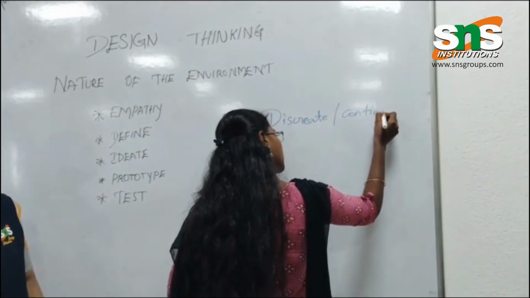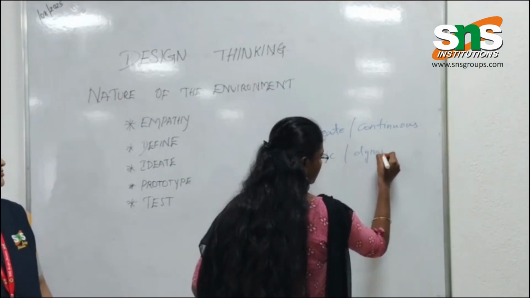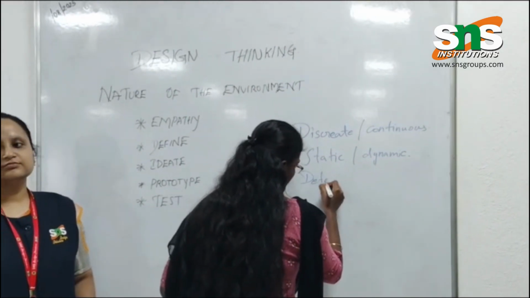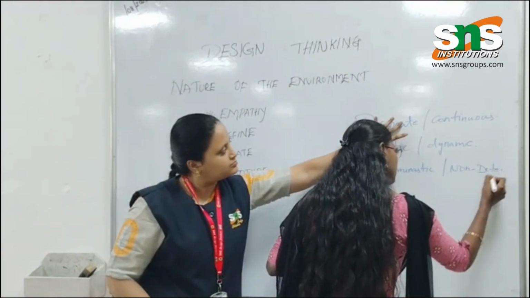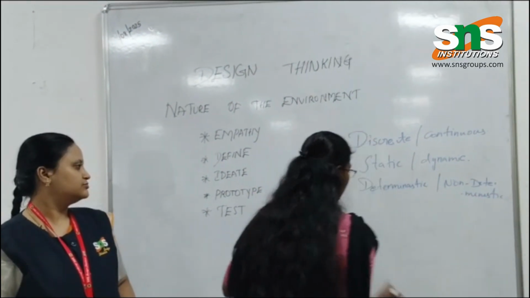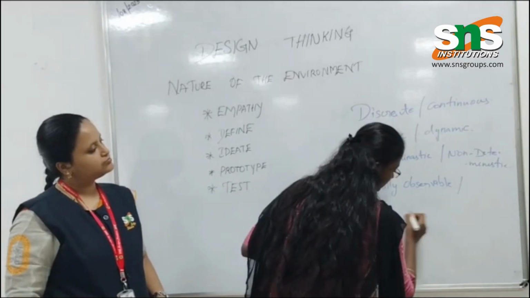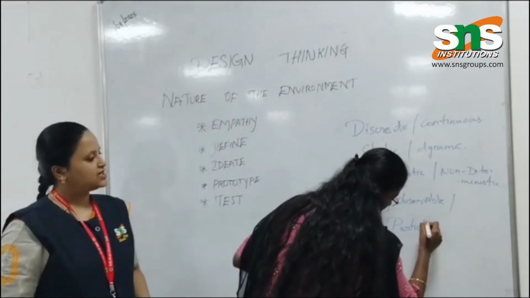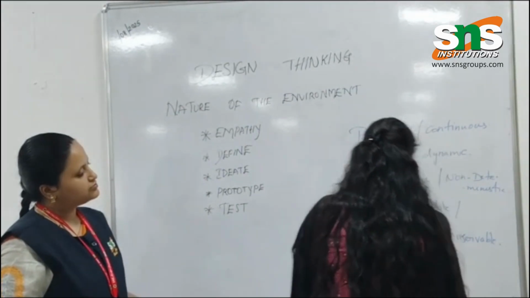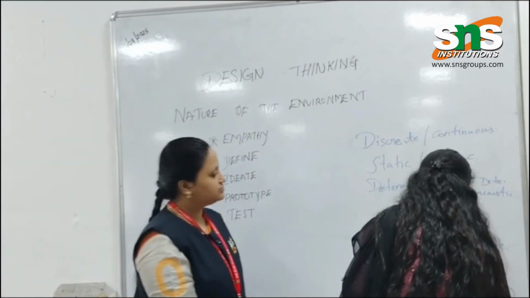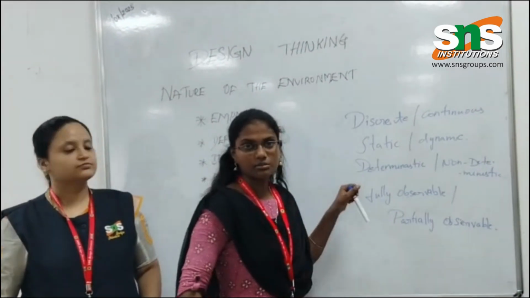or continuous, static or dynamic, deterministic or non-deterministic, fully observable or partially observable. These four types come under the environment.